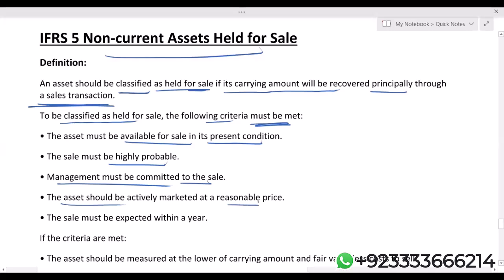Reasonable price means what is the current market value right now? If you know that your property, plant and equipment, even though you bought it for $10 million, but right now the market value is only $4 million, you cannot ask 10. Now, if you're asking 10, it means you don't want to sell the asset. You're not asking a reasonable price. So reasonable price means what is the normal market value of your asset? The asset must be expected to sell within a year.